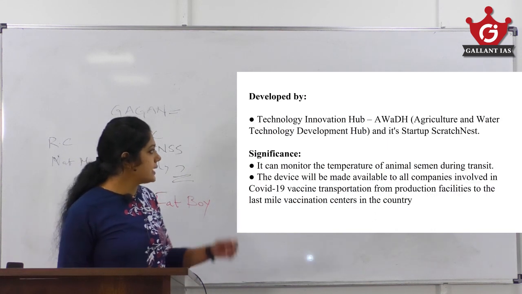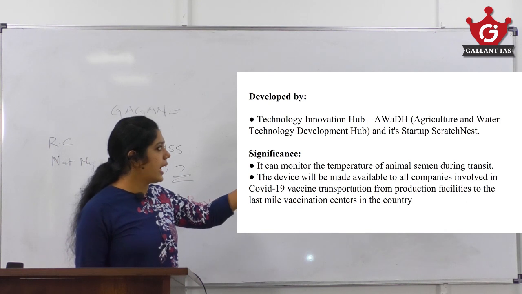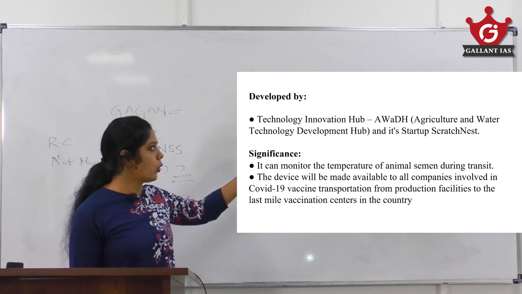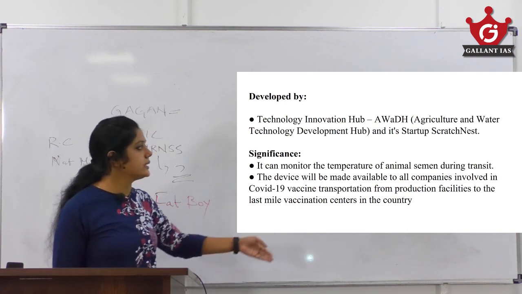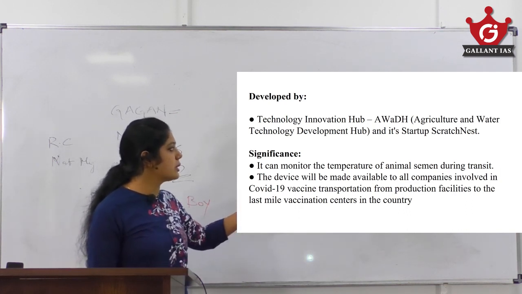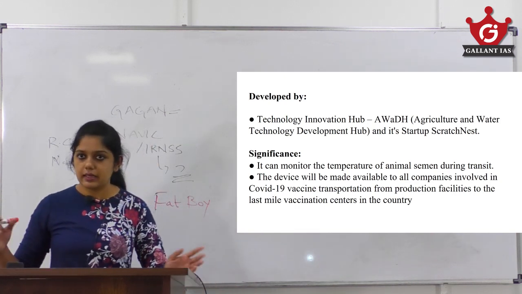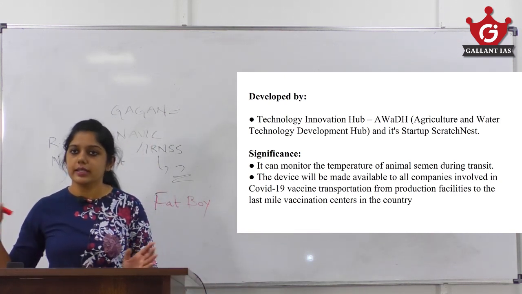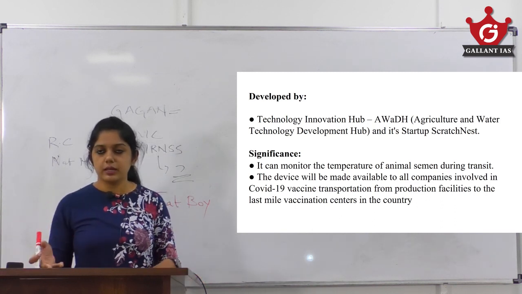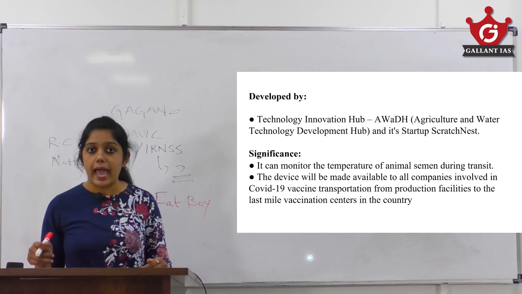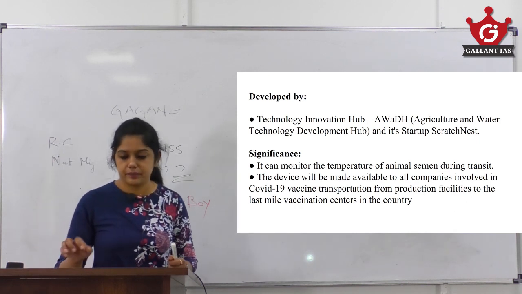It is developed by a technological innovation hub, and its startup Scratch Nest, under the Agriculture and Water Technology Development Hub. And the significance: it will monitor the temperature of animal semen. The device will be made available to all companies involved in COVID-19. Then cold chain management and all will be implemented. So what is this particular project called? AMBITAG. It is a USB kind of thing.